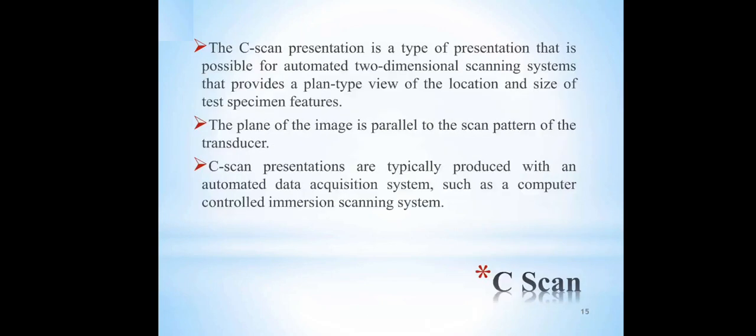C scan. The C scan presentation is a type of presentation that is possible for automated two-dimensional scanning systems that provides a plane type view of the location and size of the test specimen features. The plane of the image is parallel to the scan pattern of the transducer. C-scan presentations are typically produced with an automated data acquisition system such as a computer controlled immersion scanning system.